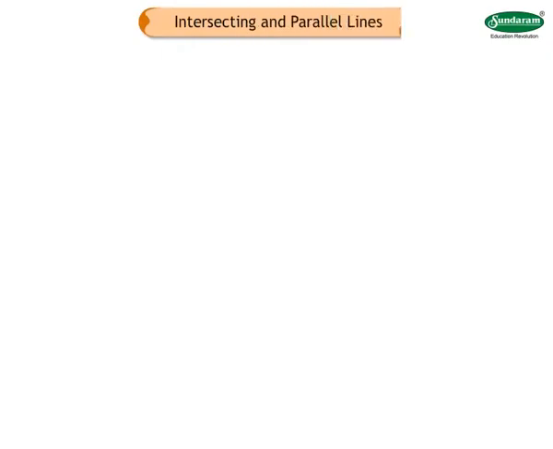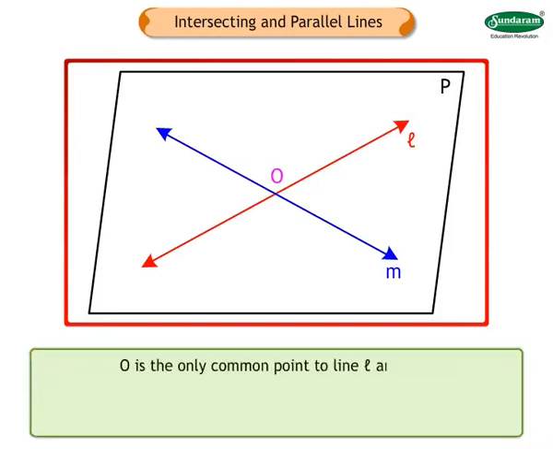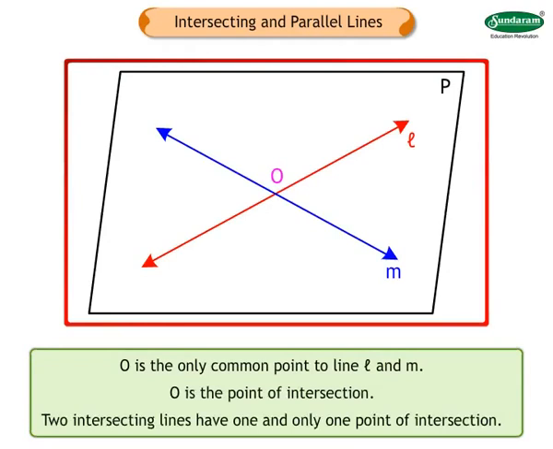Let us try to understand what are intersecting lines and parallel lines. We can see 2 lines, line L and line M, cut each other at only one point O on the plane P. O is the only common point to the line L and M. O is the point of intersection. 2 intersecting lines have one and only one point of intersection.